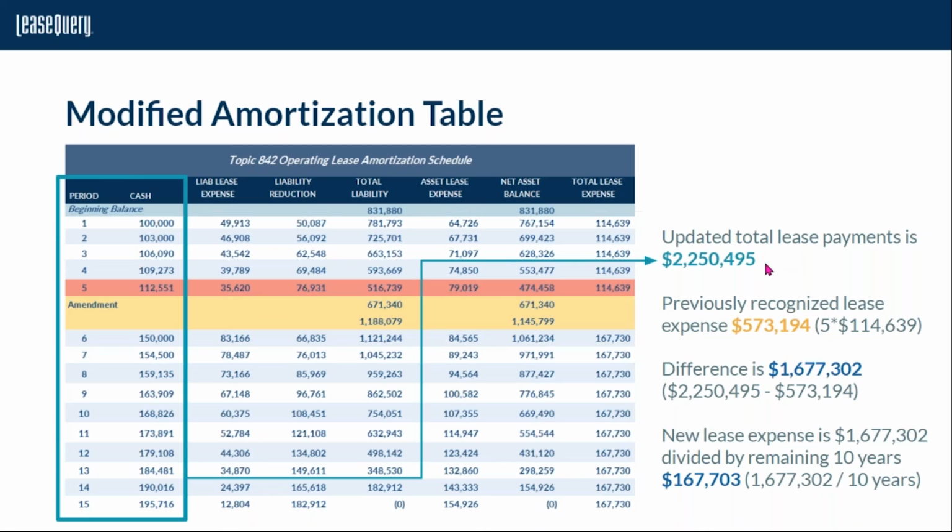So see here, the updated total lease payments are $2.2 million. You take the first 5 years and the next 10. Subtract the previously recognized lease expense, which in this case was the 5 years of the 114. That difference is going to be $1.6 million. And then that's divided by the remaining amount of the lease, which is 10 years. So we get the new lease expense is $167,730.